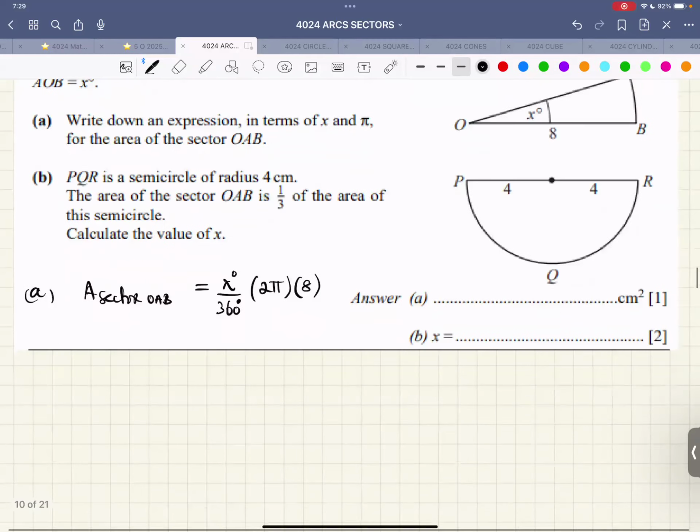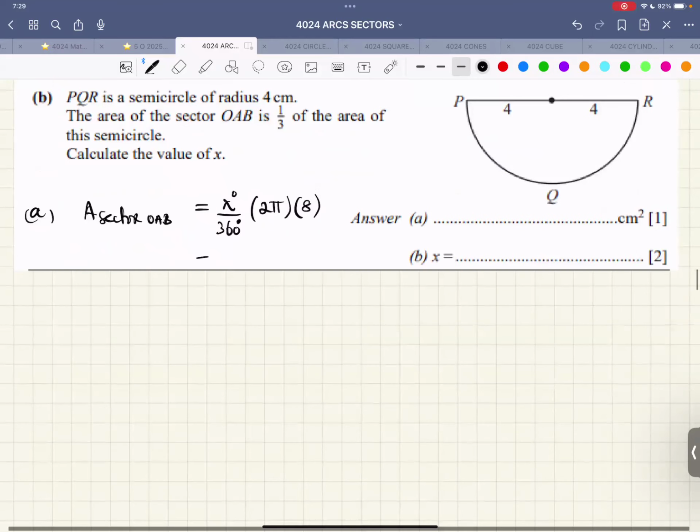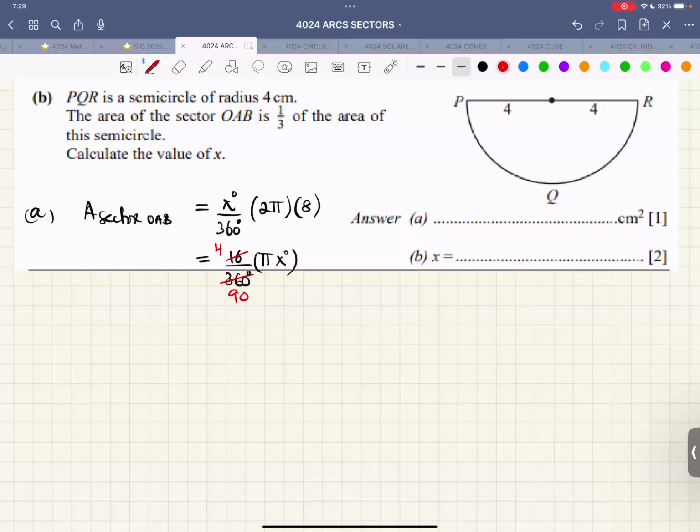Because this 8 is given over here, this can be written as 16 over 360 degrees into pi and x. I can write it like this, and then I can do a bit of cancellation. 4 fours are 16, 4 into 90, and then 2 is to 45. So this comes out to be 2 over 45 pi x degrees. That is the area in terms of pi and x.